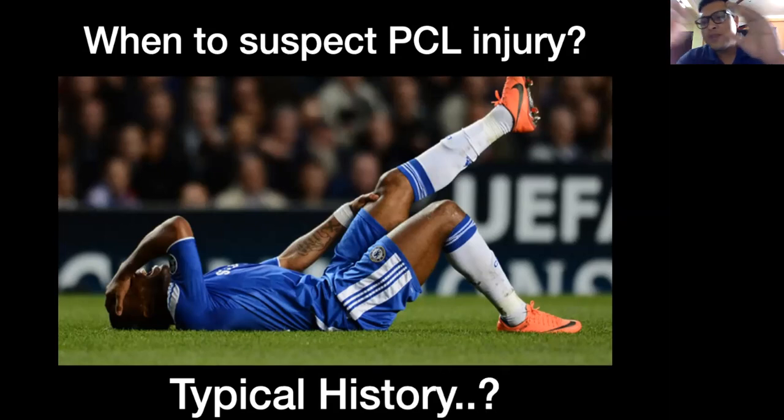So, as we all know, ACL has some typical history, which we summarize as the limp index. So, are there any typical histories? I want to add one thing.